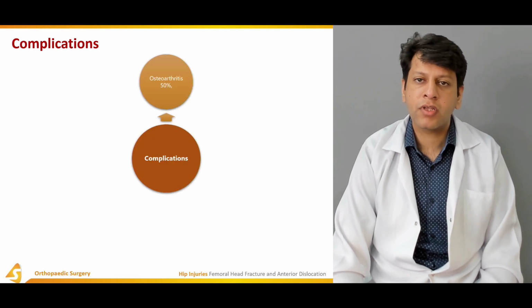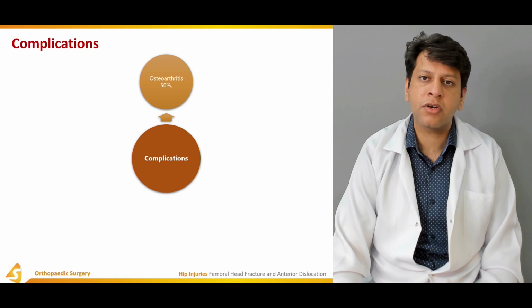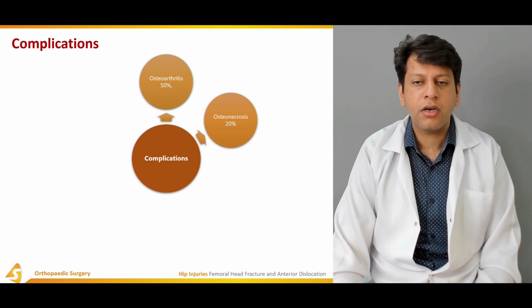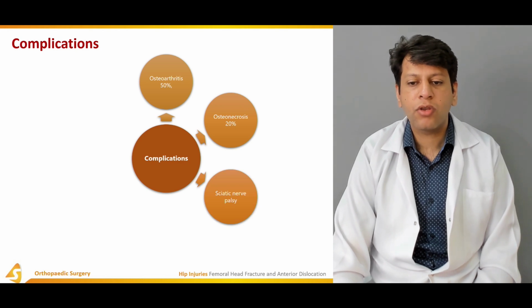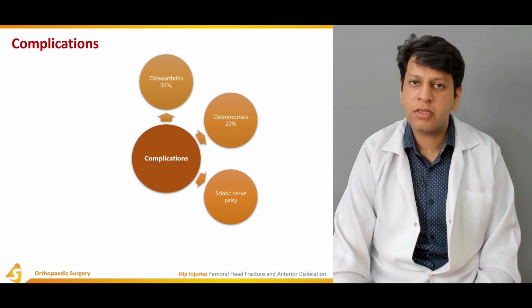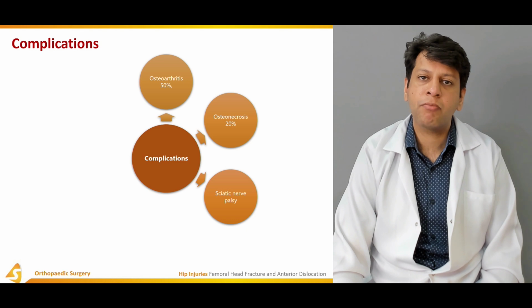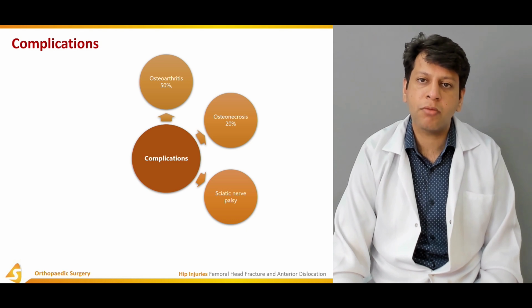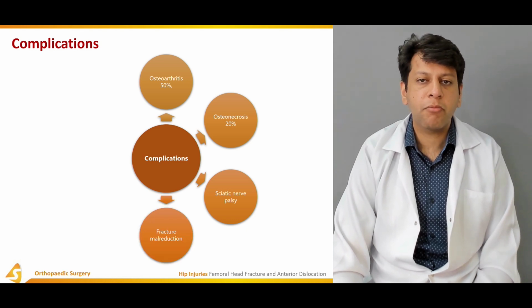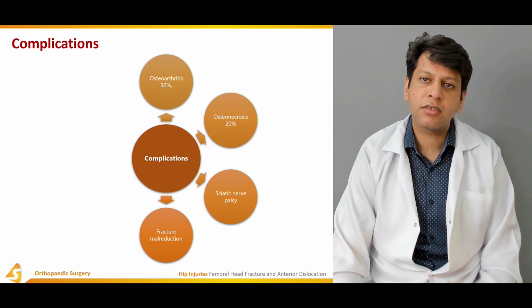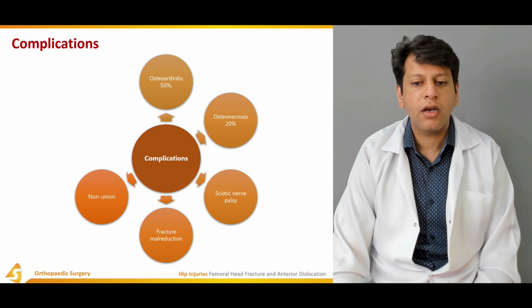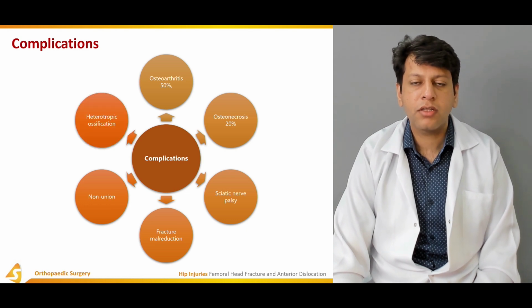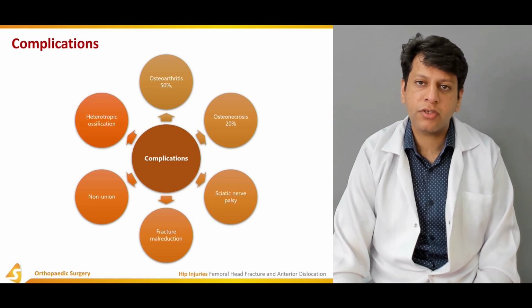In almost 50% of the cases, the patient can still present later on with osteoarthritis, or avascular necrosis or osteonecrosis of the femoral head. There could be associated sciatic nerve palsy, especially in the case of Pipkin type 4, in which there is posterior hip dislocation as well. There may be a fracture malreduction, or later on slippage of this fracture, or fracture non-union, or there may be heterotopic ossification as well.